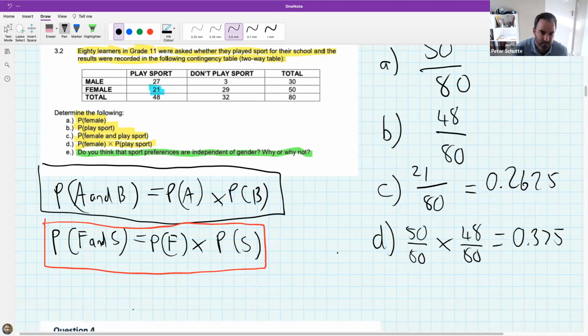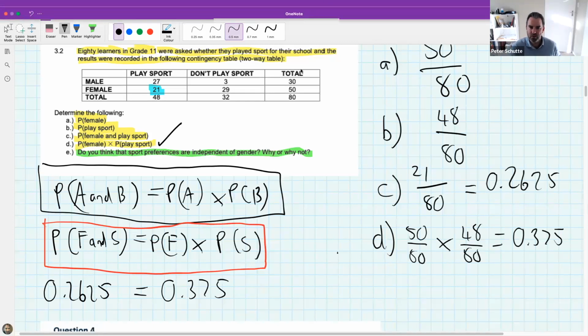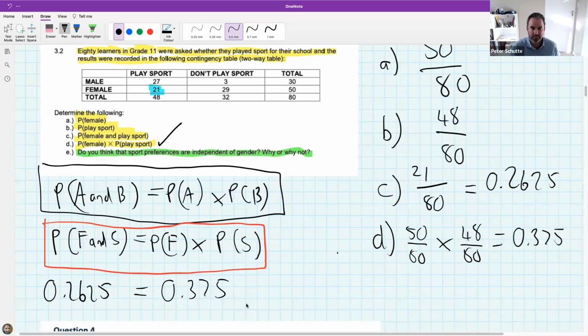So let's just check this. We know that the probability of being female times the probability of playing sport was the answer for D, which was 0.375. We worked it out earlier on. What is the probability of being female and playing a sport? It's 0.2625. Are these two values equal? They're not.